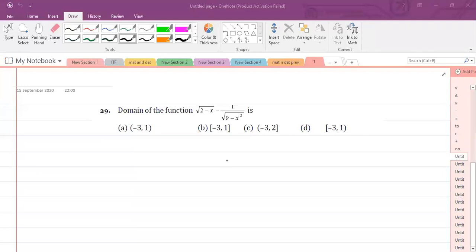Next problem: domain of the function root of 2 minus x minus 1 divided by square root of 9 minus x square.